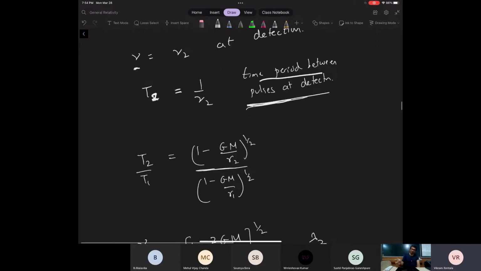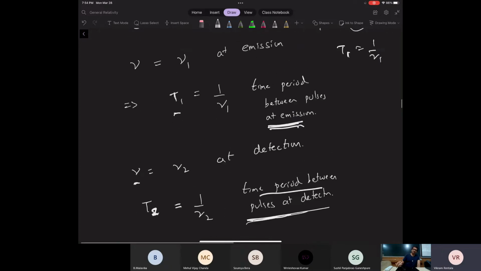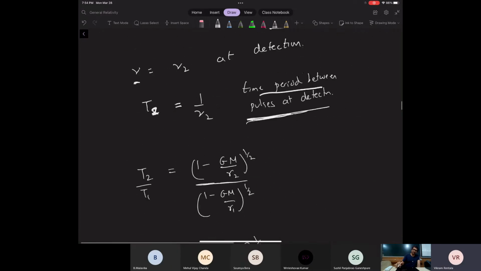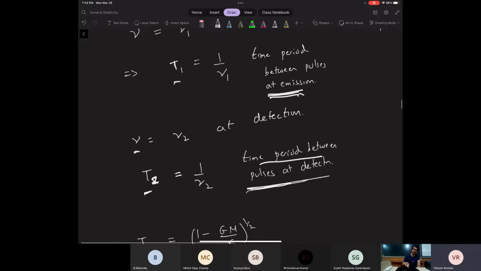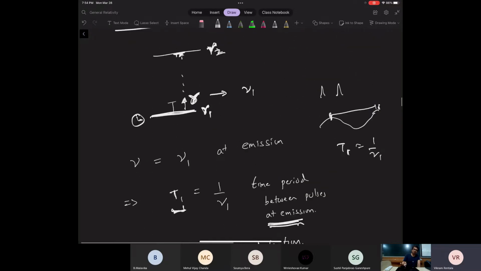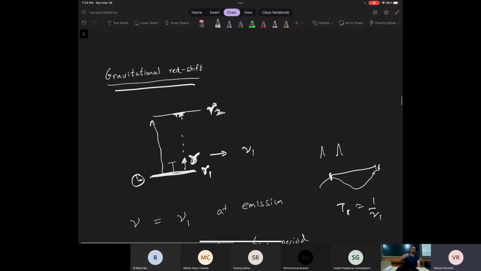Now, what we know from gravitational time dilation is that the pulses that we send, which are spaced t1 apart, take the same time to travel for both pulses. Both pulses will take the same amount of time to travel because the distance between these two points is not changing as a function of time. The metric is not time dependent. So the time it takes for these pulses to reach is the same for the first pulse and the second pulse.